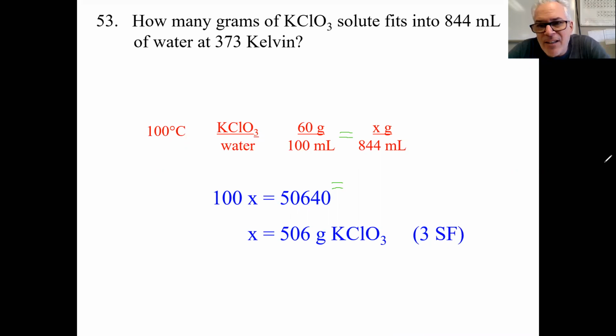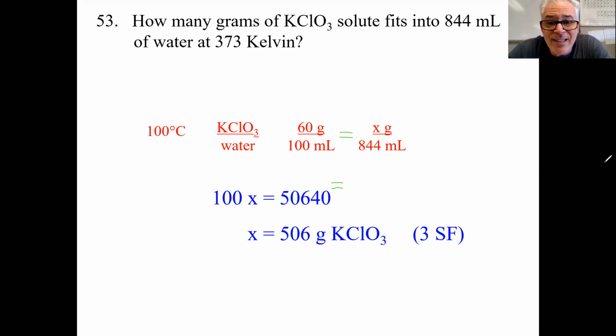If we looked at KClO3 in 100-degree water, 60 grams of this stuff fits into 100 mLs. How many grams fits into 844 mLs? Well, I don't know. It's a proportion. You got to do the math. 60 grams fits into 100 mLs. I don't know how many grams fits in 844 mLs. We do the math. Cross multiply.